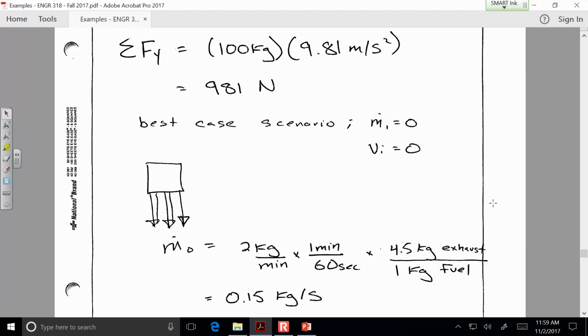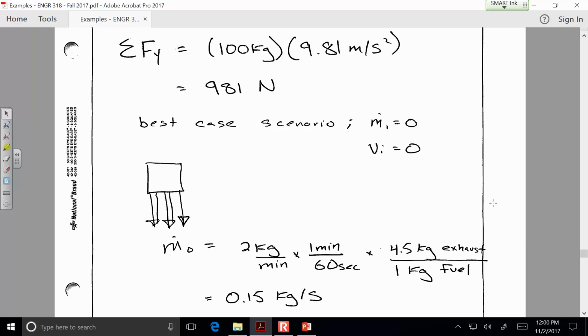So we need the mass flow rate in kilograms per second, and that's the mass of exhaust that's coming out through the control surface, and that's going to be the mixture of fuel and air together. So if we're told that every minute it's 2 kilograms of fuel, that means that every minute it's going to be 9 kilograms of exhaust. So on a per second basis then, it's 0.15 kilograms per second of everything that's coming out of the bottom of that flyboard.